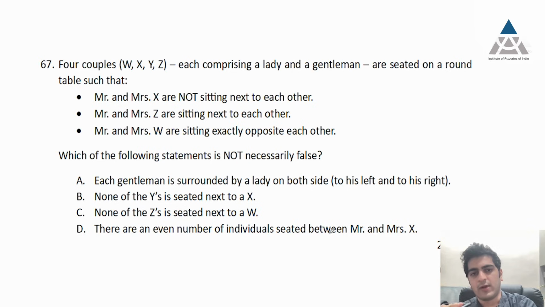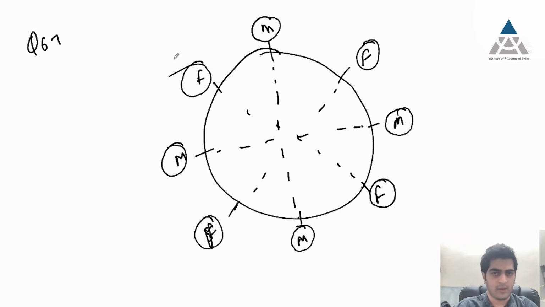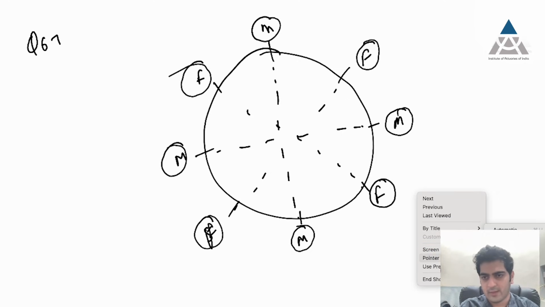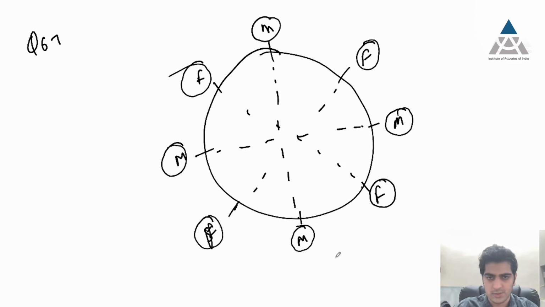It says none of the Y is seated next to an X. So what are we told about X? That Mr. and Mrs. X are not sitting next to each other. Okay, so if Mr. and Mrs. X are not sitting next to each other, we know this is first of all not the case because W's are opposite. So we have to switch one of them. Let's say, for now, I'll just switch these two. That here you have a female and here you have a male, correct? This could be Mr. W, this could be Mrs. W.